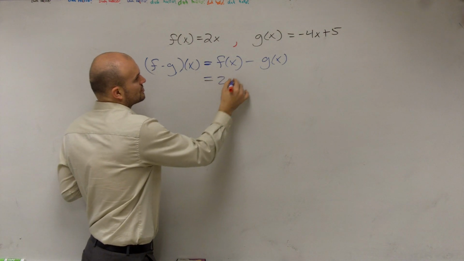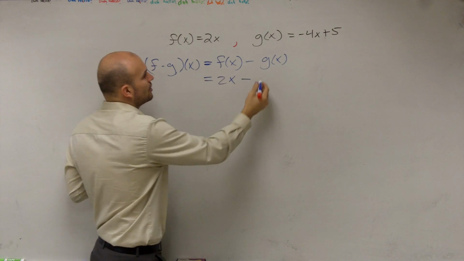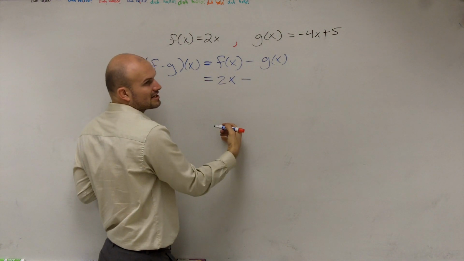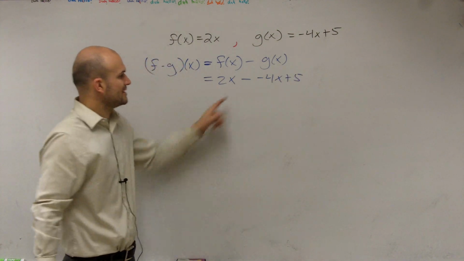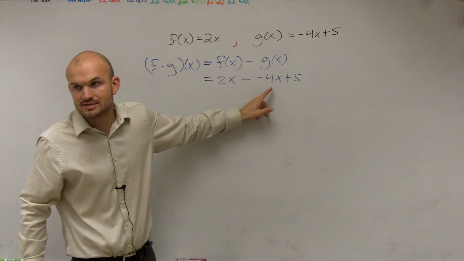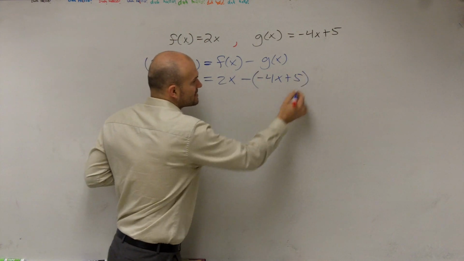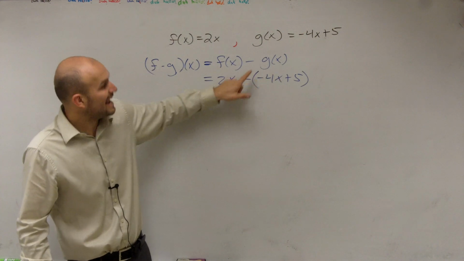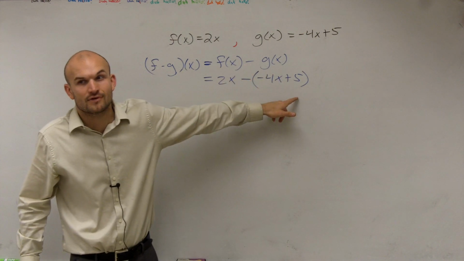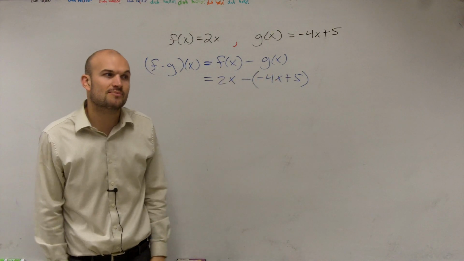So let's take f of x. f of x equals 2x minus. Don't just put your minus 4x plus 5. Because what does that tell you? That just tells you you have minus a negative 4x. When you put it in parentheses, right, now this tells you you have to minus 4x and you have to minus 5, right? Make sure you guys put in those parentheses.